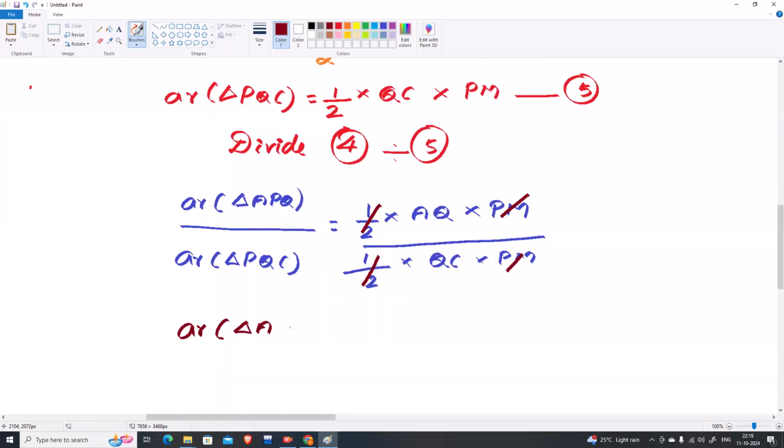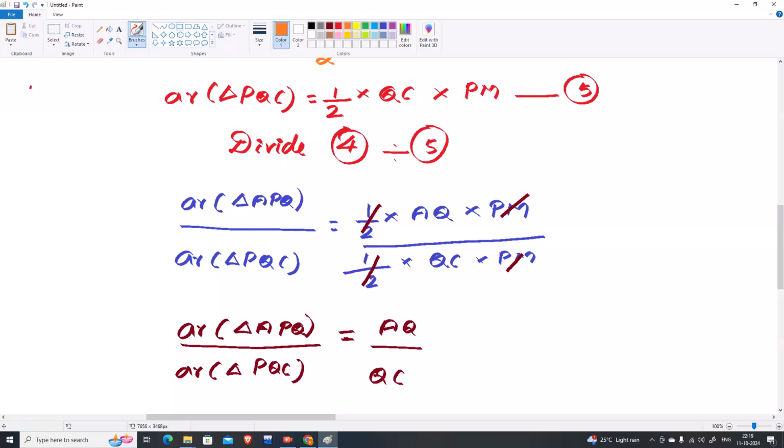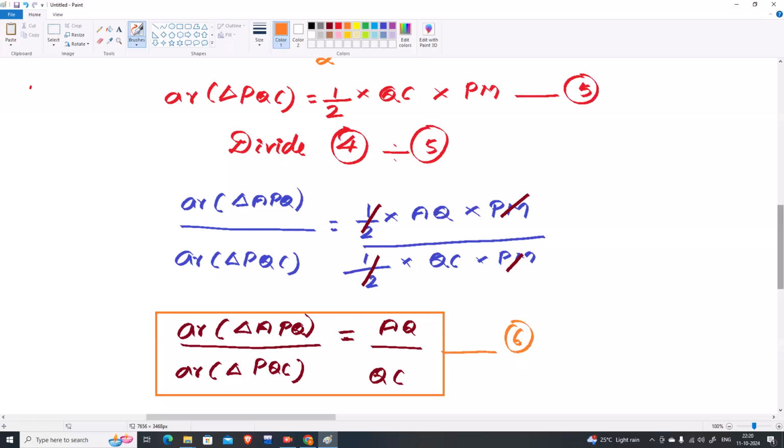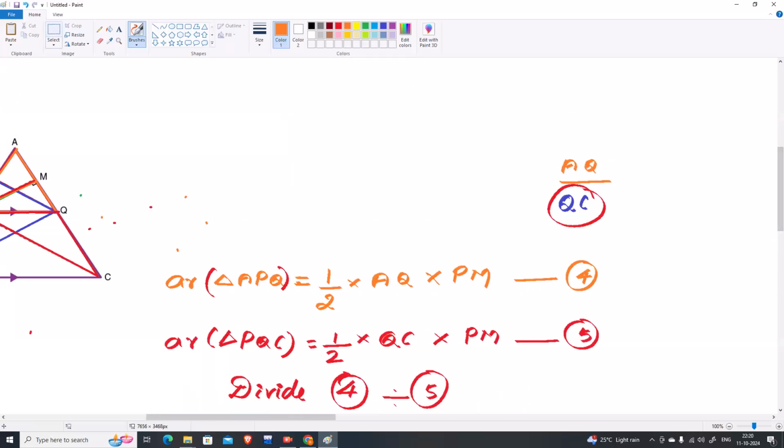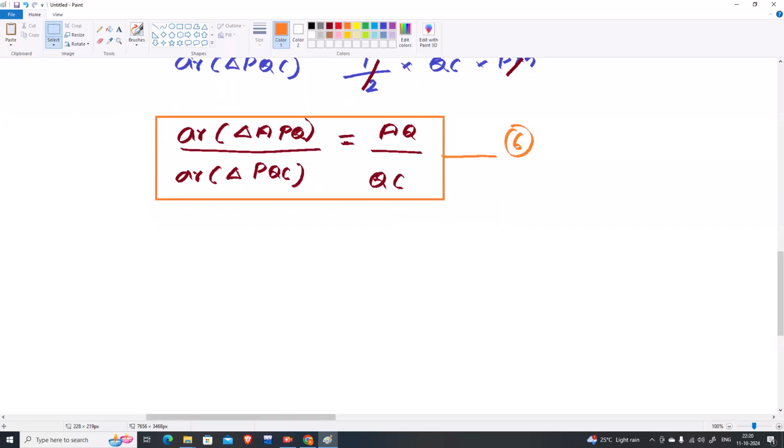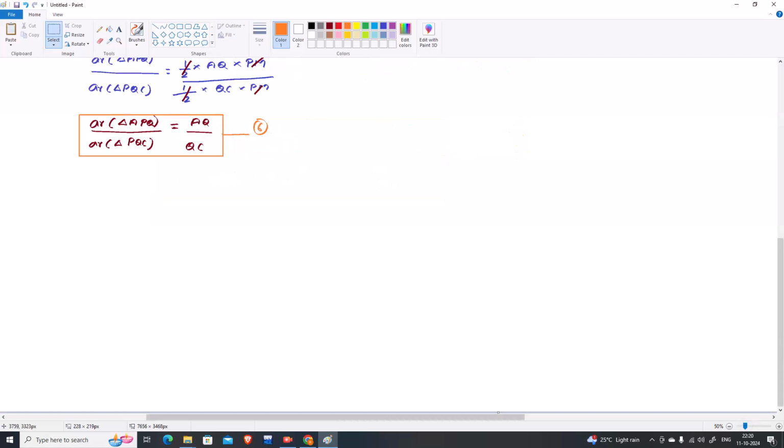So we got the final answer, that is the area of a triangle APQ by area of a triangle PQC, which is equal to AQ by QC. So I'm going to check my target. I have copied it in a rough column, whether I reached or not. I'm going to check. Okay, yes, I got it. So this is the target AQ by QC. I got it.